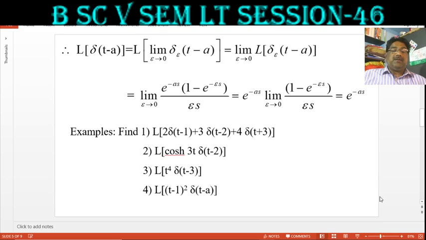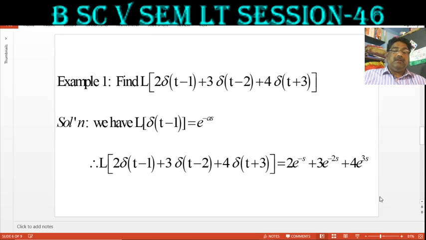Now, the examples on that. These are the examples, try to solve these examples. Here I will do one example. Example number 1: find the Laplace transformation of 2 times delta of t minus 1 plus 3 times delta of t minus 2 plus 4 times delta of t plus 3. We have the Laplace transformation of delta of t minus a is e to the power minus a s. Now, for the first term, delta of t minus 1 gives e raised to minus s, plus 3 times delta of t minus 2 gives e raised to minus 2s, plus 4 times delta of t plus 3 gives e raised to 3s.